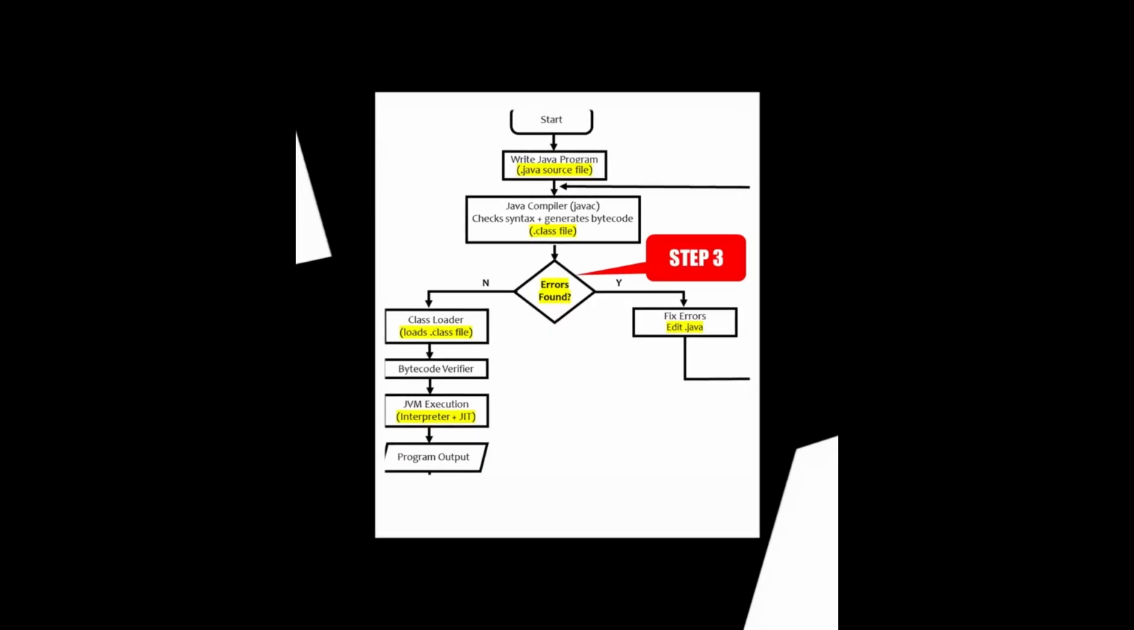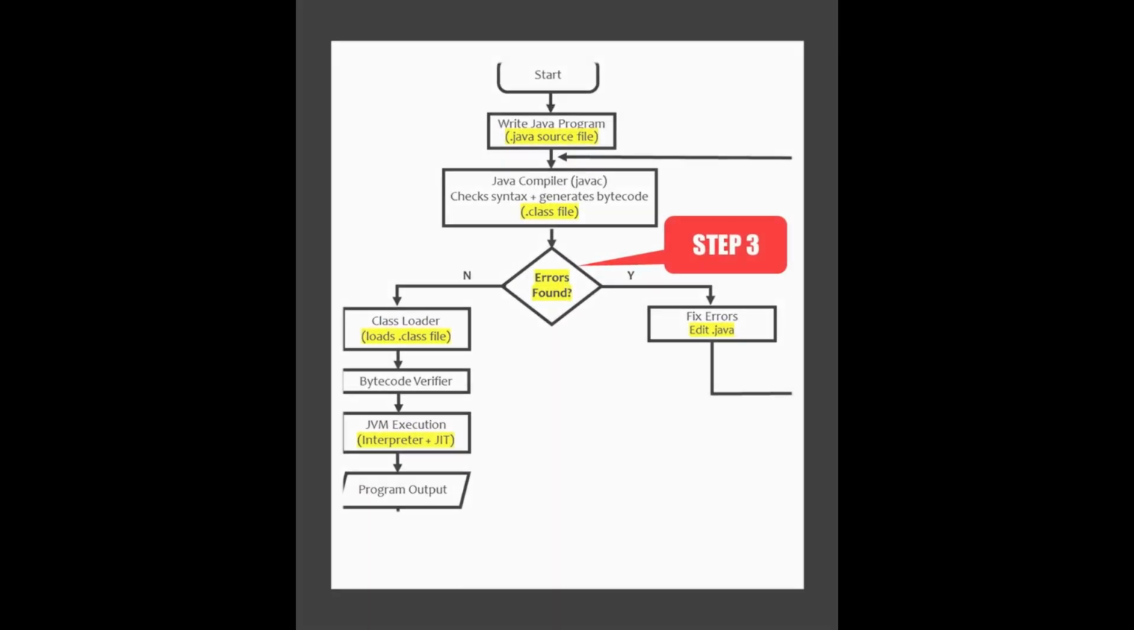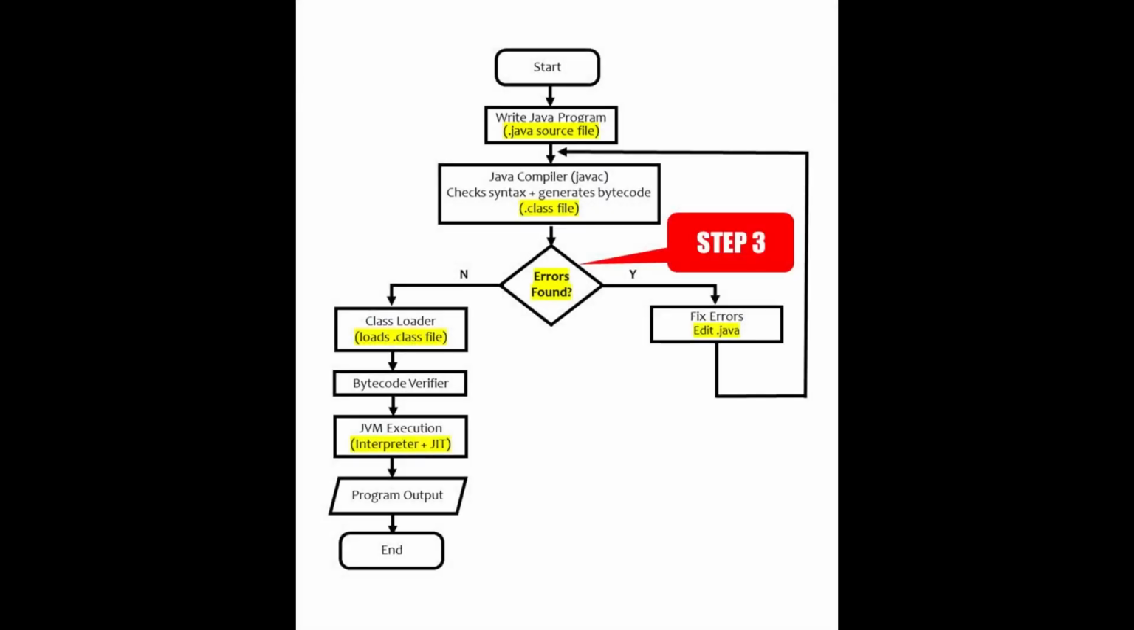Step 3 is the error checking decision. At this point, we ask, are there any errors? If yes, we go back, fix the code, and compile again. If no, we proceed to execution.